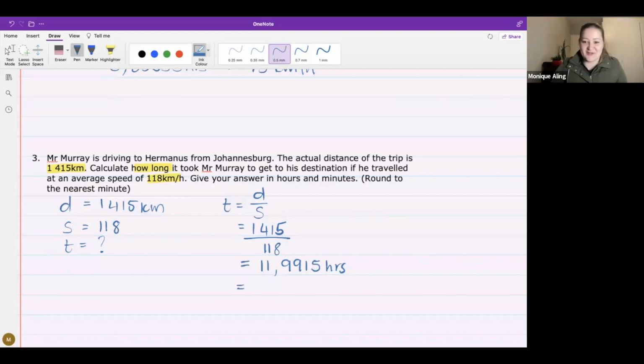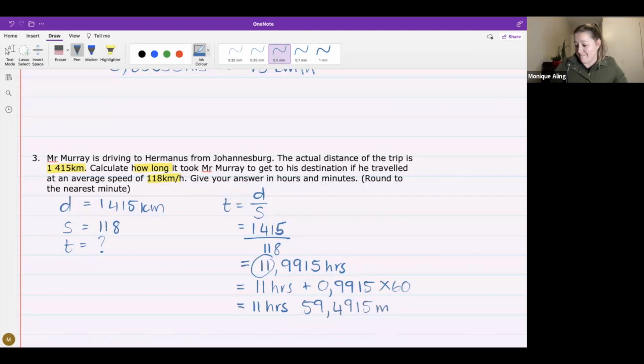Okay, I think this was a tricky one then. We've got 11 full hours. Okay, the remainder is 0,9915 hours, converting it back to minutes. So we times by 60, which gives us, so 11 hours was 59,4915 minutes. So the question asked us to round to the nearest minute.